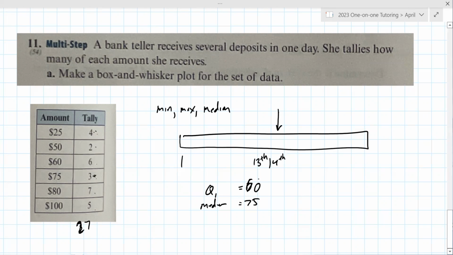Okay. So quartile 3 is going the other way. It's easier to work backwards and go backwards 7. So if you go backwards 7, you got 5 and then 2 more. So quartile 3 is 80. And then the min and the max are pretty easy to find. That's 25 and 100. So you need those 5 numbers.